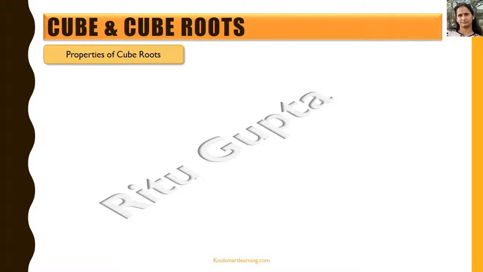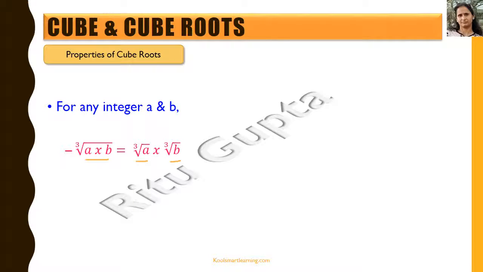Let's look at the properties of the cube roots. For any integers a and b, the cube root of the product of a and b is the cube root of a multiplied by the cube root of b. So we have a multiplied by b, and the cube root of the whole of it is equal to the cube root of a multiplied by the cube root of b.